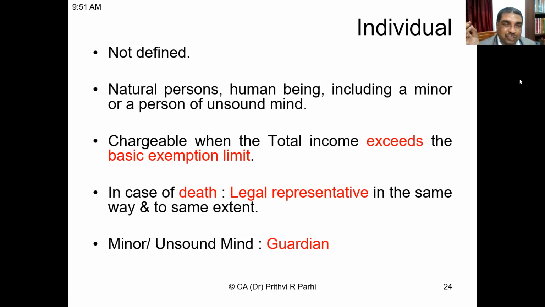The term individual has not been defined in income tax. So we'll take the common, natural meaning. That means you and I, all of us are individuals. And individuals are chargeable to income tax when their total income exceeds the basic exemption limit. In case of the death of an individual, his legal representative is liable. If the individual is a minor or a person of unsound mind, then his guardian will be liable to comply with income tax law. This is about individual.